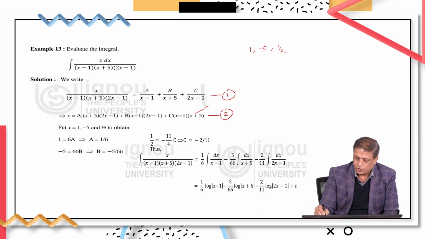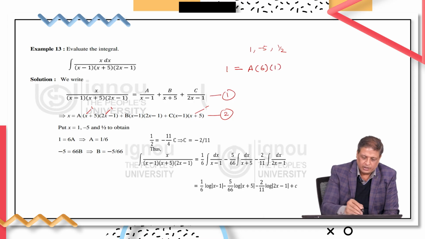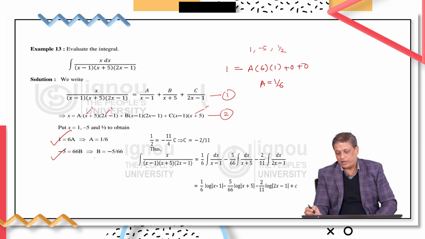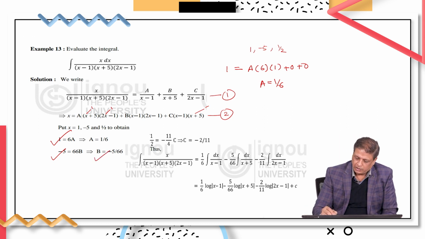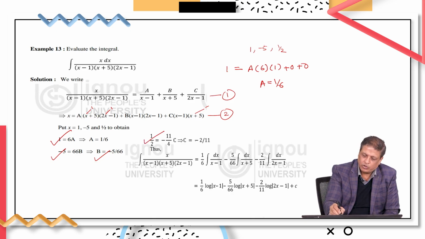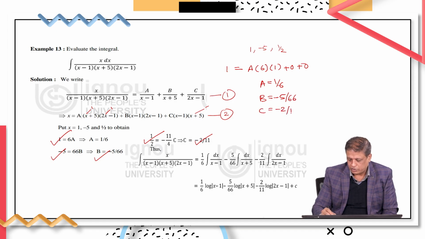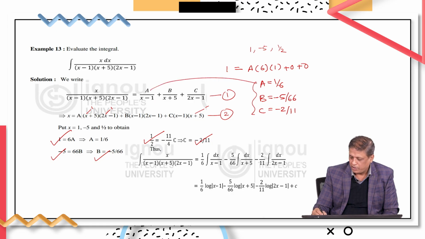Now, substituting A equal to 1 by 6, B equal to minus 5 by 66, C equal to minus 2 by 11 in equation number 1, you will get the integral of this transformed into the integral of this, which is written in this format, equation number 3. Now again you can see these expressions are following the formula integral of f dash x upon f x dx is equal to log of f x. So we are getting 1 by 6 log of x minus 1 minus 5 by 66 log of x plus 5 minus 2 by 11 log of 2x minus 1 plus c. So this is the required solution.